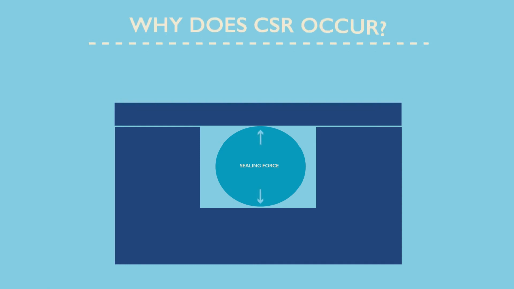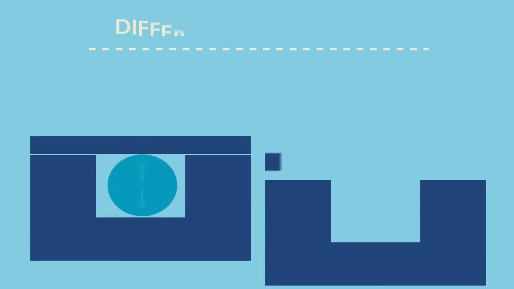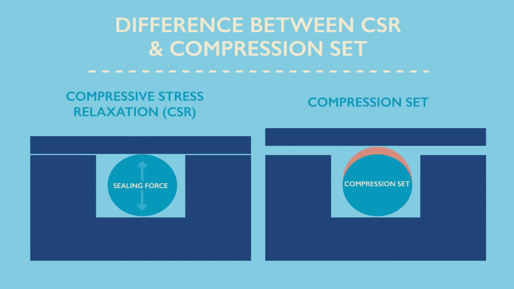Compressive stress relaxation occurs because the elastomer has become permanently deformed in its compressed state. When the elastomer is no longer compressed, it has a flattened appearance and doesn't return to its original shape. This is known as compression set. It's important not to confuse compressive stress relaxation with compression set. The two are very different.